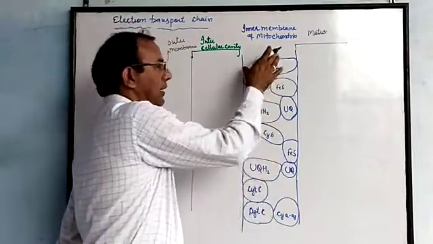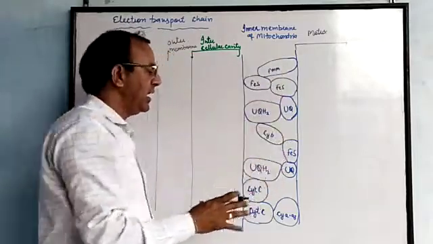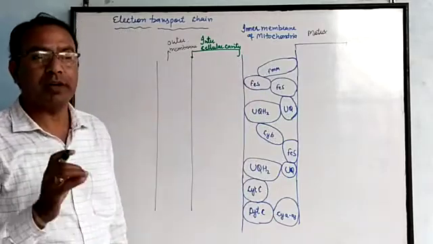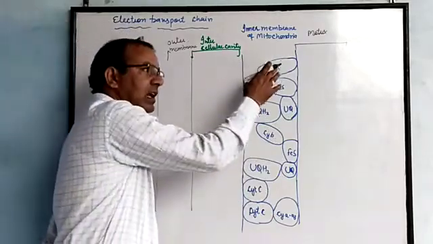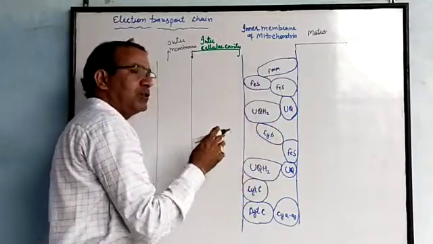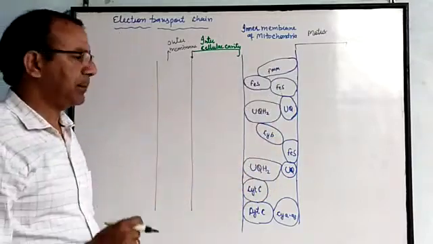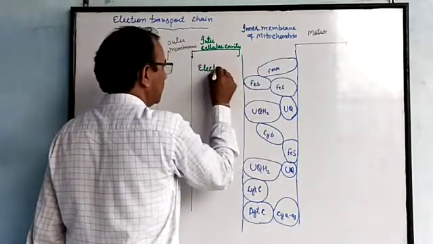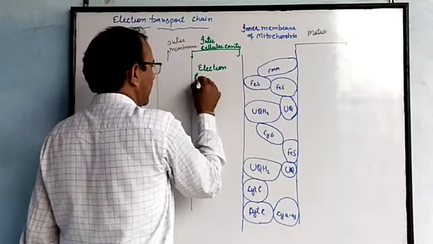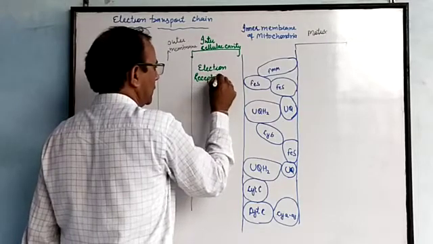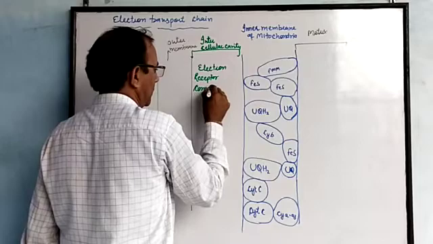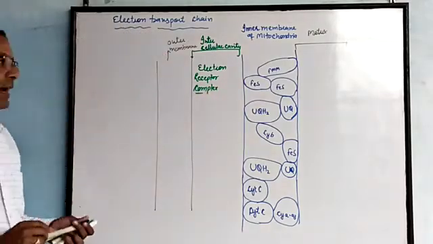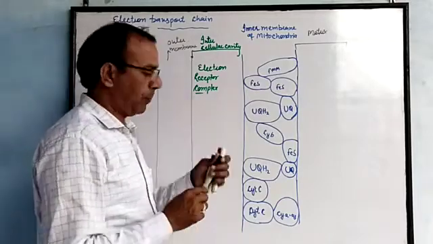In the inner membrane of mitochondria, there are some pigments which act as electron receptors. These are the electron receptors, so they are also known as electron receptor complexes. There are 4 electron receptor complexes.